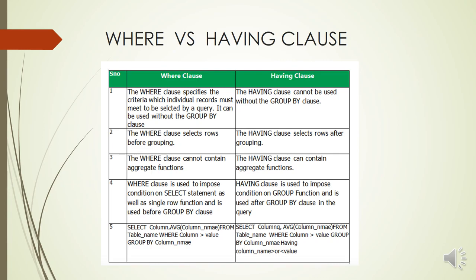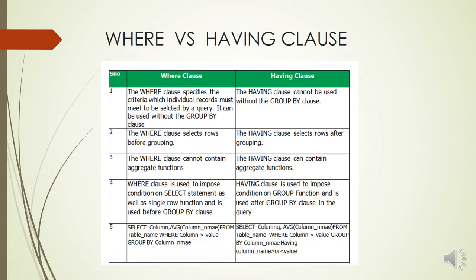See the differences here. The WHERE clause specifies the criteria which individual records must meet to be selected by a query. It can be used without the GROUP BY clause. Similarly, the HAVING clause cannot be used without the GROUP BY clause. The WHERE clause selects rows before grouping. The HAVING clause selects rows after grouping.